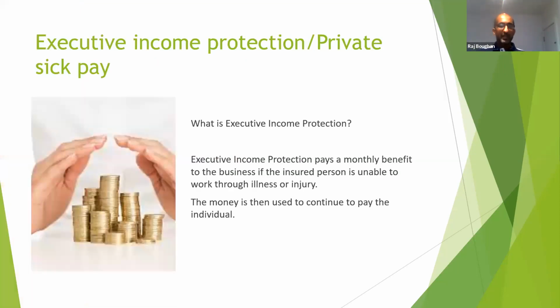So I've talked about income protection, or as I call it, the private sick pay. What's executive income protection? This is the equivalent of the relevant life product, but for the private sick pay. This is through the company. Company owns it. Company then pays the benefit out, as in the two examples that I gave. It pays a monthly income to the business if the insured employee is unable to work through illness or injury. Any reason, physical or mental, you cannot do your job.